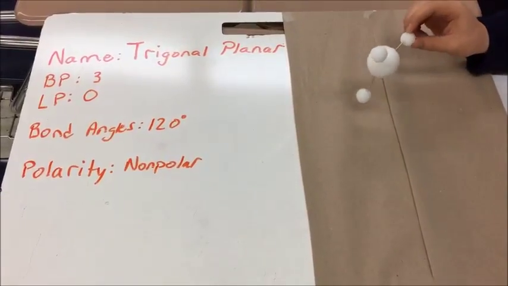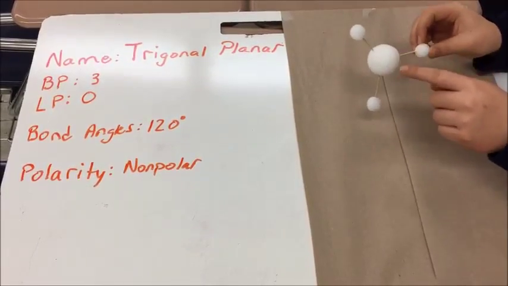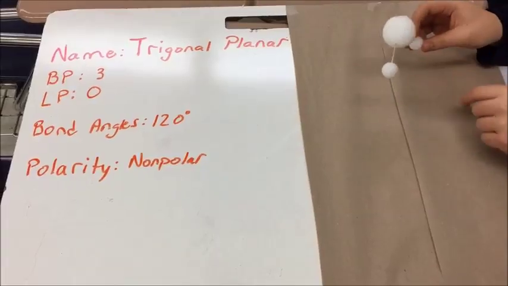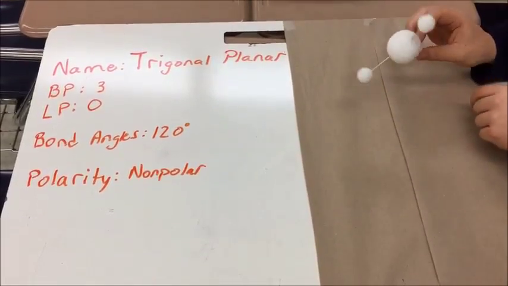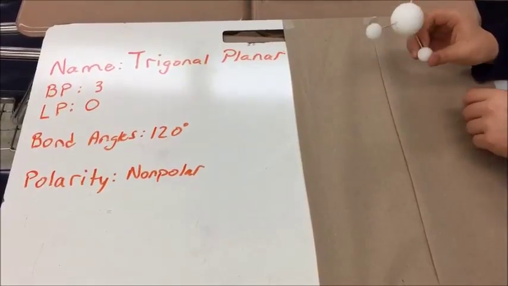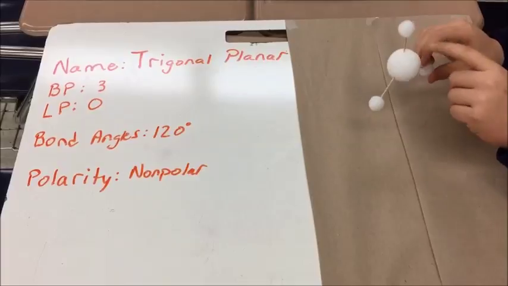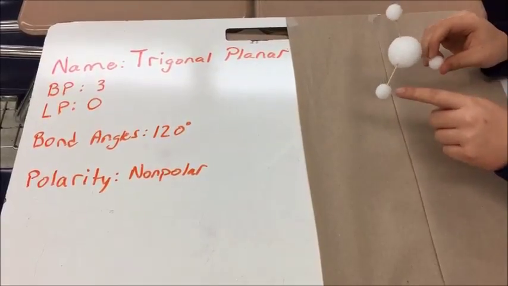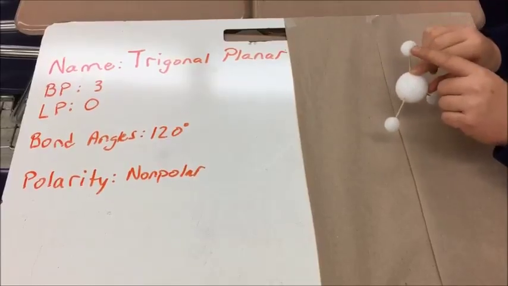This is trigonal planar because there are 3 bonds with 0 unbonded pairs, and it's a triangle on one plane. The angles are 120 degrees apart from each other, and it is nonpolar because the charges focus onto the nucleus and they cancel out.